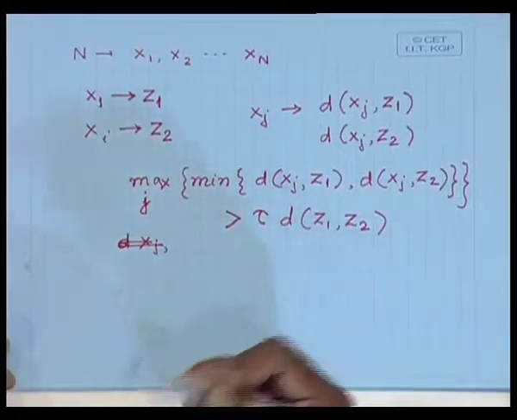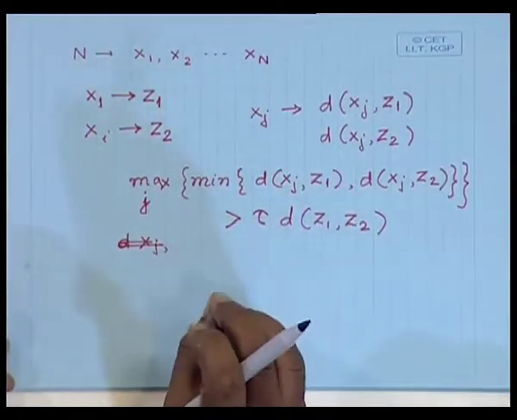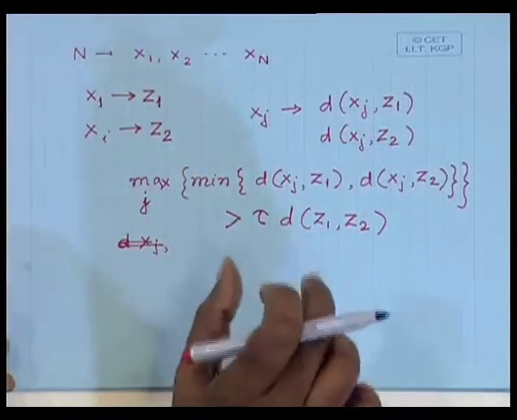This way it continues until the maximum of those minimum distances becomes less than the threshold which is defined. At that point I can stop my clustering, and till that point what I have decided is how many cluster centers I have. Once I have those cluster centers, the remaining points are simply put into one of those clusters based on the minimum distance criterion.